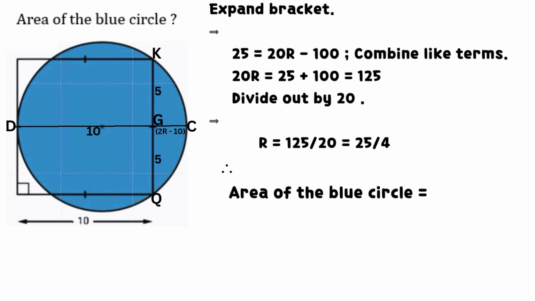Therefore, the area of the blue circle equals pi times R squared, which equals pi times the square of 25 divided by 4. Simplify to have that the required area of the blue circle equals 625 multiplied by pi, all divided by 16, in square units.